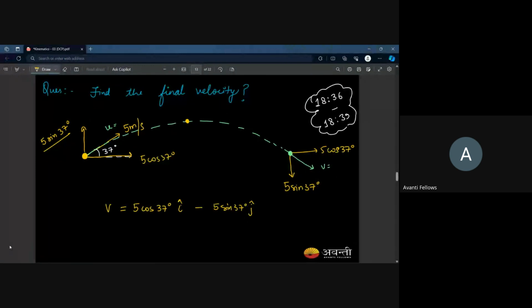So do you get this concept? Always remember it. Key with whatever the velocity you gave it initially, you will get the exact same value over here, but in this way. Is that okay? Yes, ma'am.